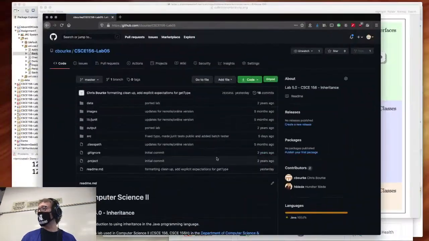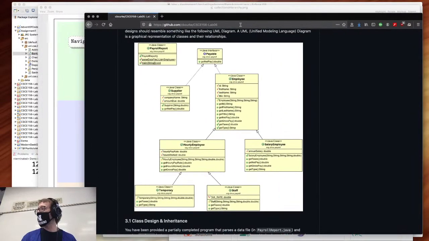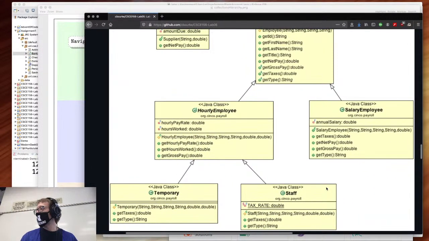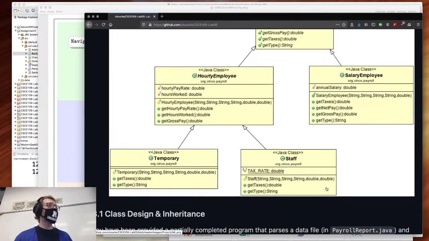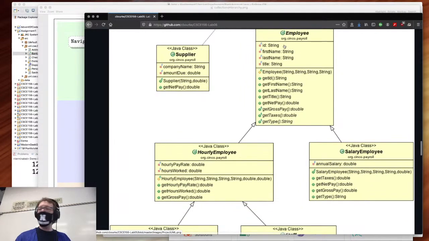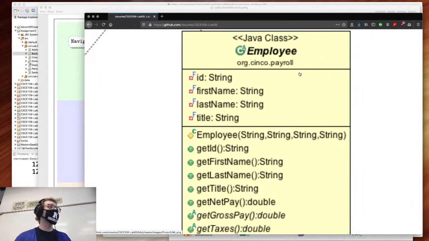Another example here would be your lab tomorrow, right? Let's look at that. And I'll zoom in here. There we go. So we've set up a hierarchy that you have to reproduce. We've got employees, right? Then there are hourly employees and salaried employees. And if you look real close here, you can see a hint as to how to implement these things.